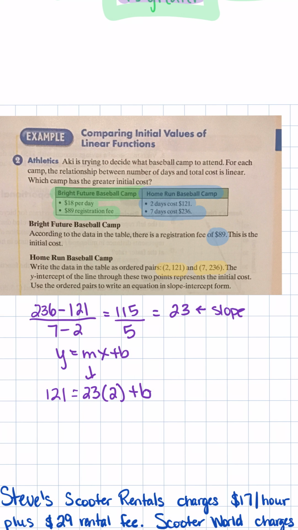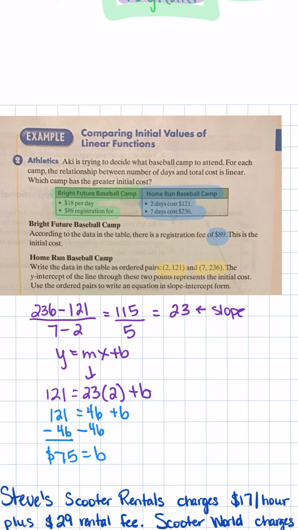So 23 times 2 is 46. We want to get b by itself, so let's subtract 46. Right now it's being added, so we're going to subtract, and that's going to equal 75. So b, the initial cost, equals $75. Okay, so slope was 23, 75 was the initial. So the y-intercept is $75.